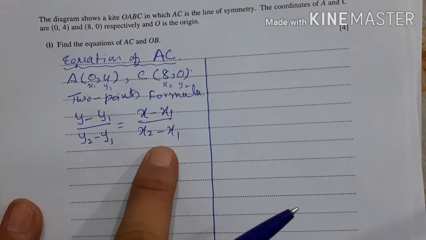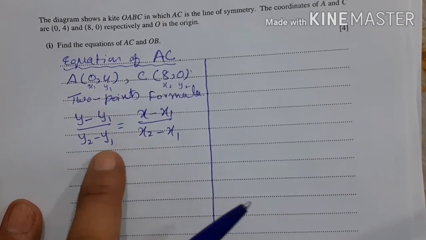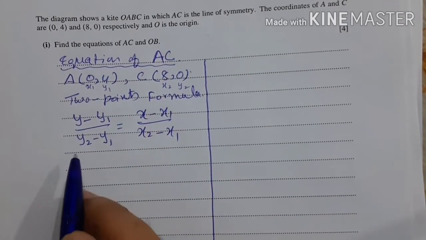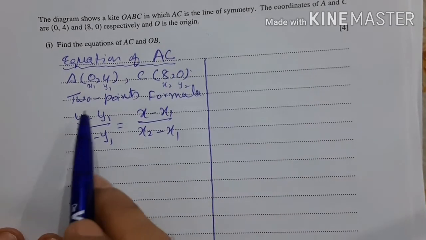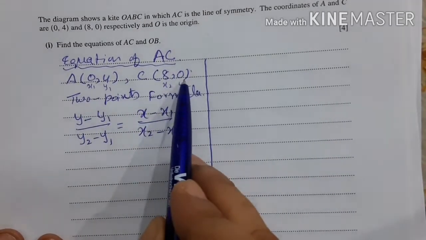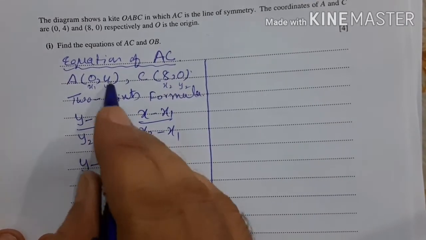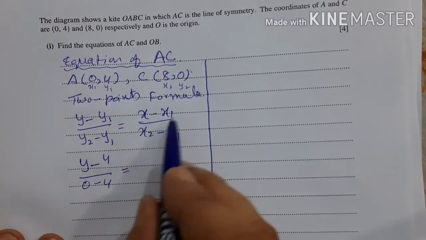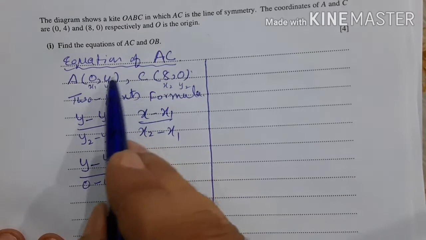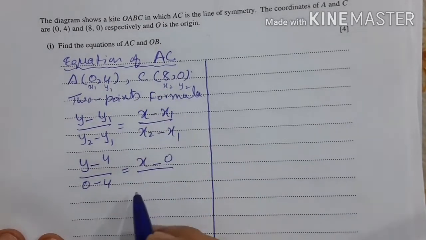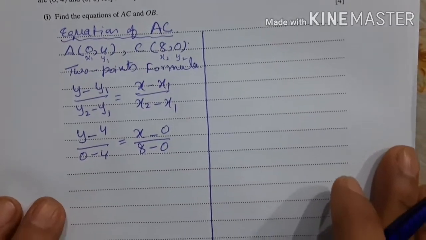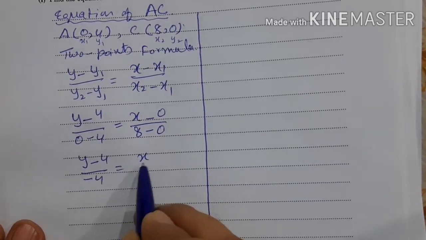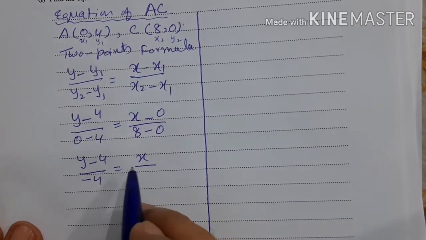This formula is very useful. In this formula you don't need to find gradient, you don't need to find y-intercept, you can just put 2 points coordinates here directly and you will get the equation. So very time saving formula. So this is x1 y1, this is x2 y2, just put the values. So y minus y1, which is 4, y2 is 0 minus y1 4, x minus x1 is 0 over x2 is 8 minus 0. So this will become y minus 4 over minus 4 is equal to x over 8.